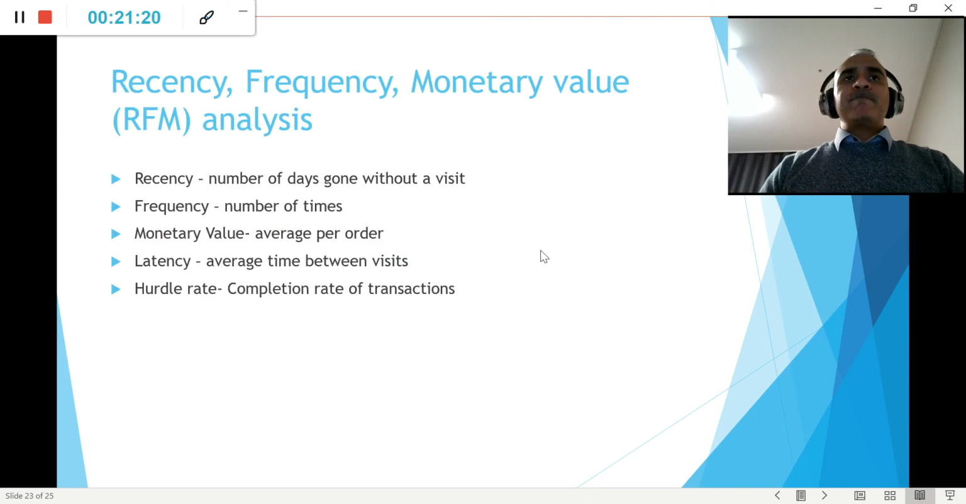So here let's look at the RFM analysis, which is pretty much, they visit our websites, we will measure how many days they are without visiting us, the number of times they do it, how much money they spend on our website, the average time between visits, and then of course the hurdle rate, which is the conversion, how many times they purchase, right?